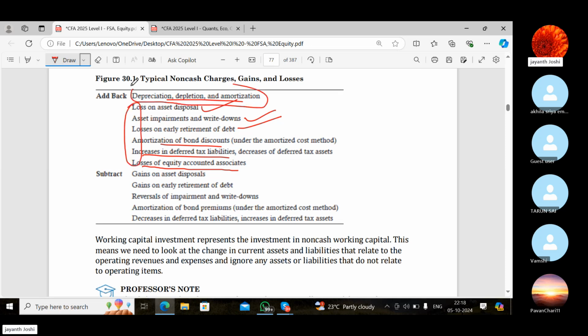This is a non-cash expense. Okay. And these are all non-operating nature incomes, all reverse of that: gains on asset disposal, gains on early retirement of debt, reversal of impairment and write-downs. If there is an impairment loss, you have shown it here. If reversal, it's a gain, you have to put it here. Amortization of bond premiums, amortization of discount is an expense, amortization of bond premium is an income, and decrease in any deferred liabilities or anything, you have to write it here. Okay, so all these are non-operating expenses and non-operating incomes. You have to add and then subtract.